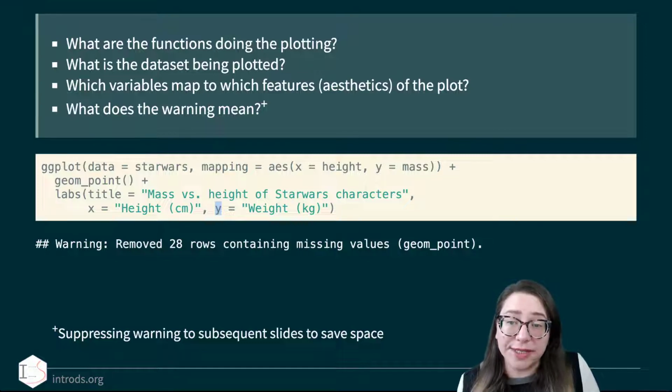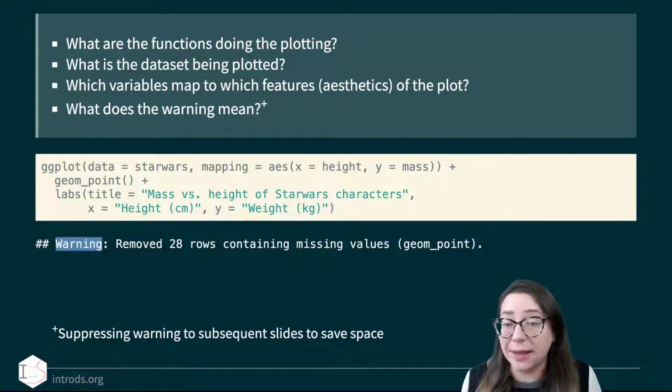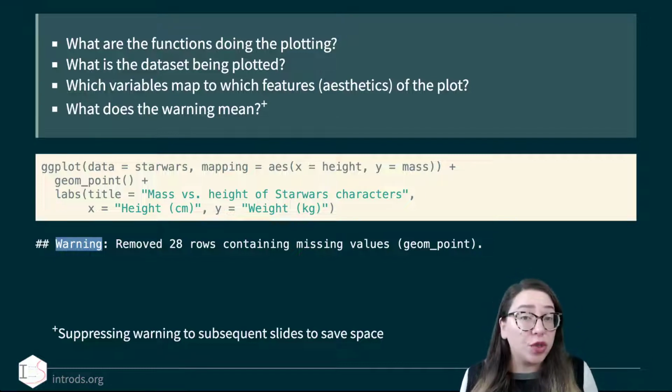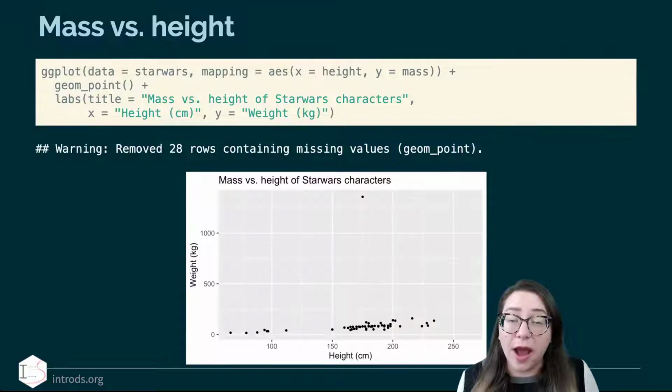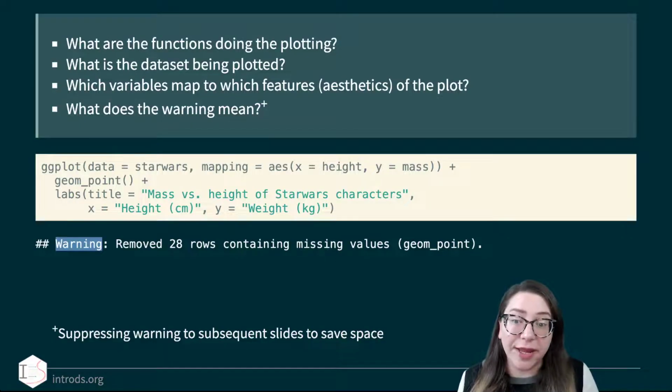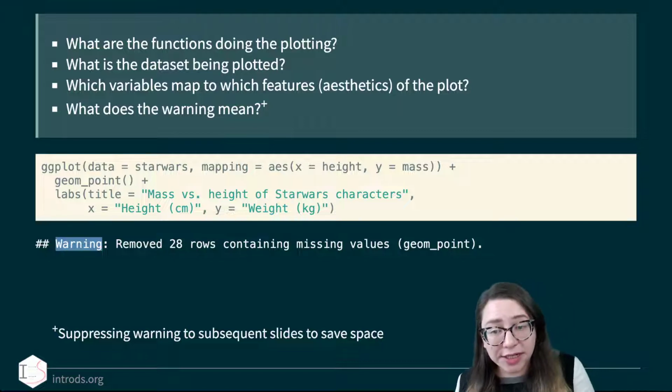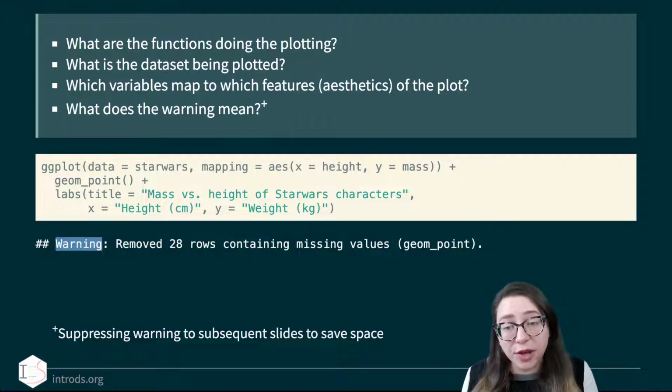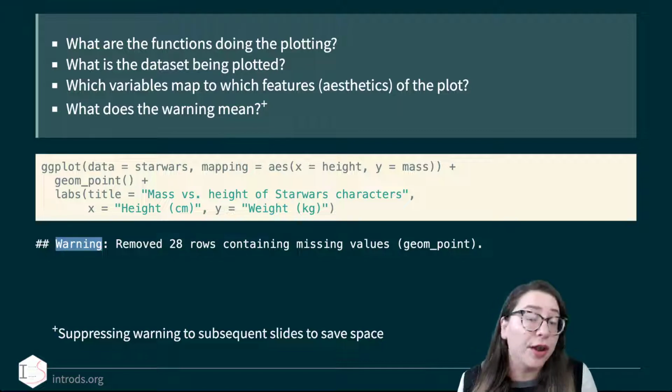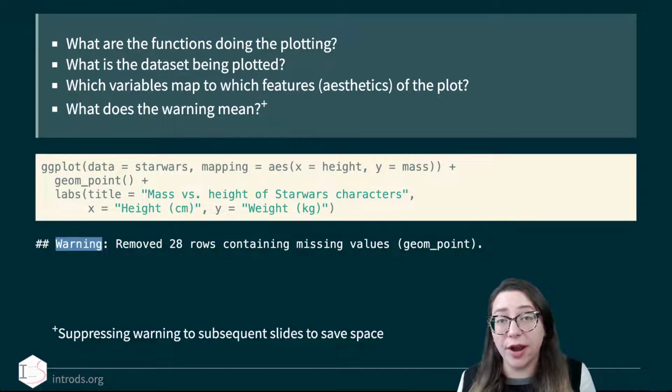So one other thing that we're seeing here is a warning. The warning says "Removed 28 rows containing missing values," and then in parentheses, it gives us the geom for which these rows were removed. So what this is telling me is that 28 of the rows are not being represented in that visualization that we saw earlier. And the reason for that is that for 28 of these rows, we are probably missing height or weight or both. So if there's no height or weight or both recorded for the character, there is no way to represent that character on our visualization. So ggplot2 is actually being very explicit and telling us this.